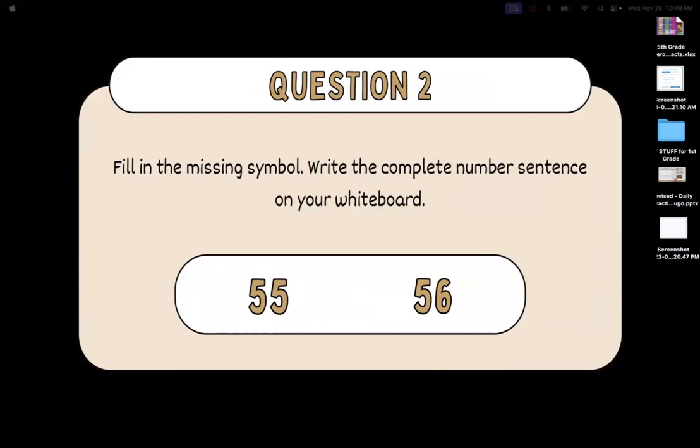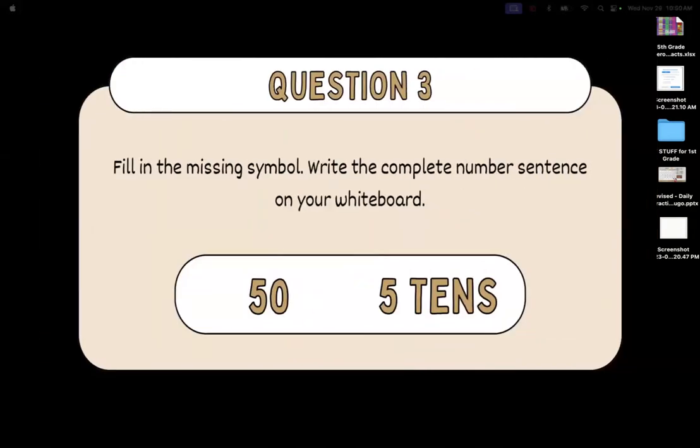Okay, let's look. 55, is it equal to, greater than, or less than 56? Diana, what do you think? Is it equal to? Is 55 equal to 56? No, good job. Fina, is this 55 greater than, or is it less than 56? The 56 is more. The 55 is less because 55 is one less than 56. You are correct. So 55 is less than 56.